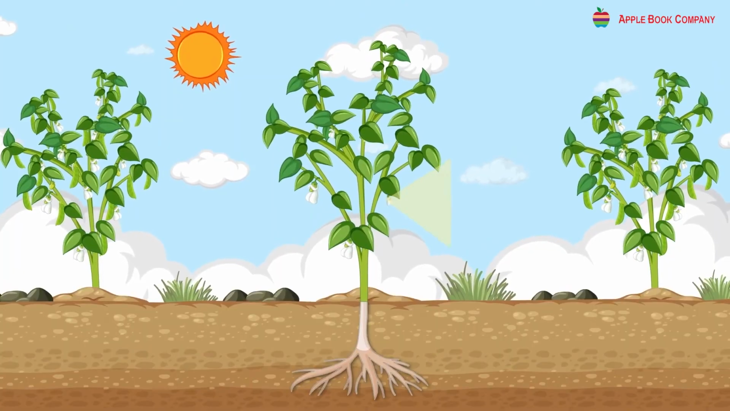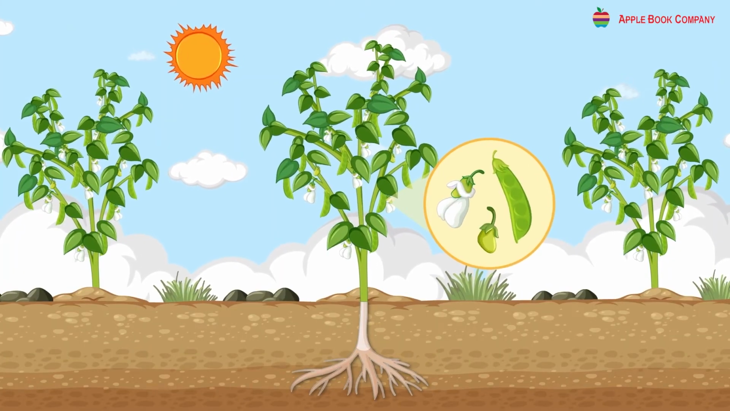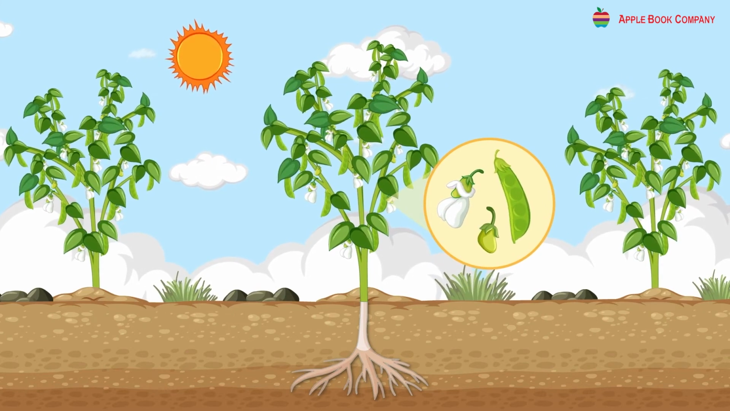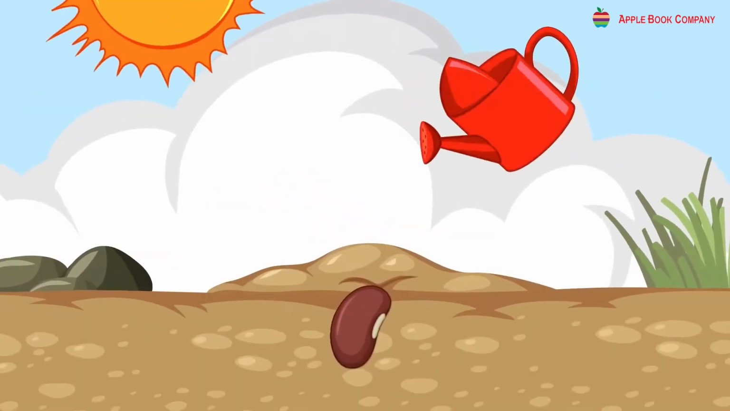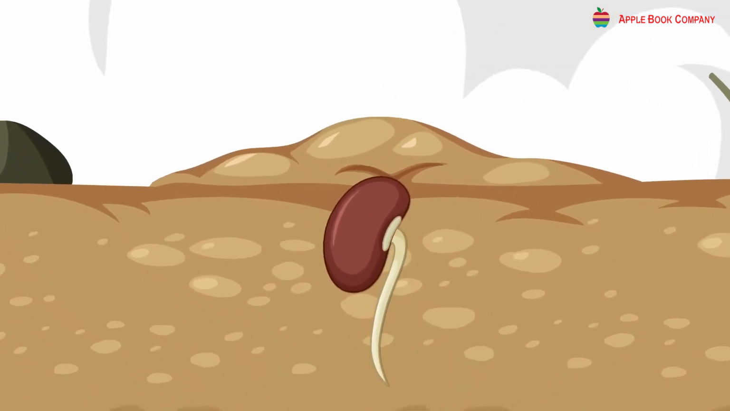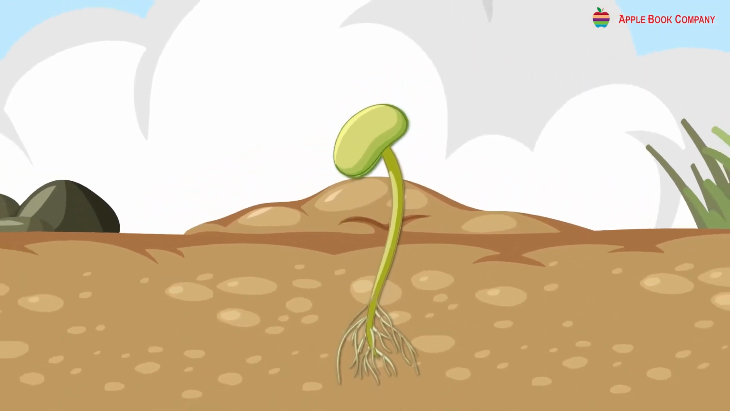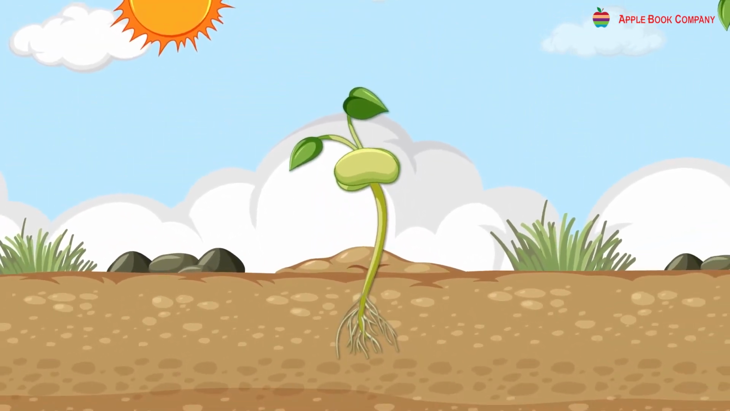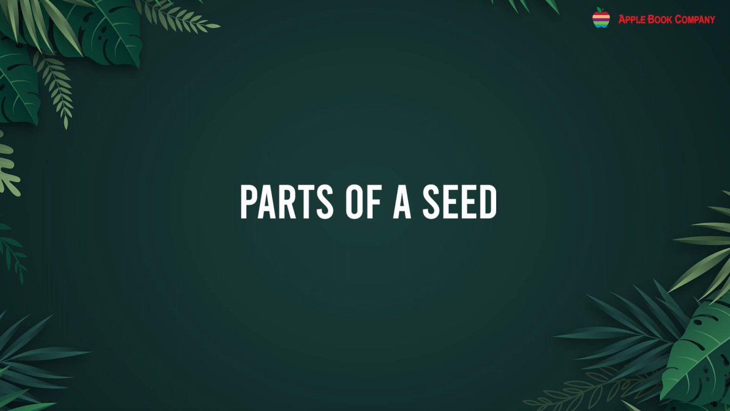A flower is a reproductive organ of a plant. Flowers grow into fruits. Fruits contain seeds. Seeds germinate to grow into a plant. When we sow a seed in the soil and give it water, it will become a baby plant to begin with. Parts of a seed.